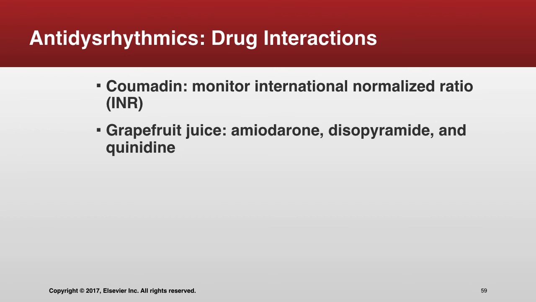When we look at drug interactions, if your patient is on Coumadin, we want to monitor their international normalized ratio, also known as the INR. We also want to make sure that if they're on amiodarone, disopyramide, or quinidine, that they're not drinking grapefruit juice.